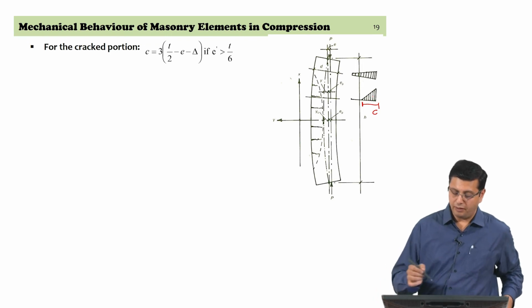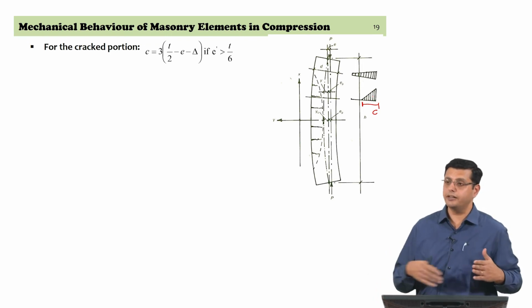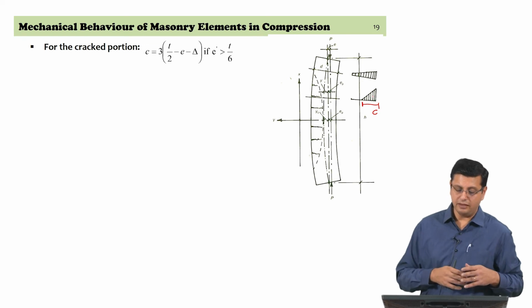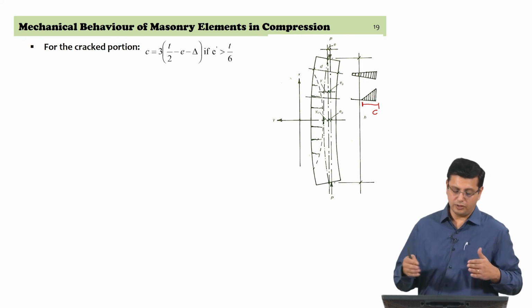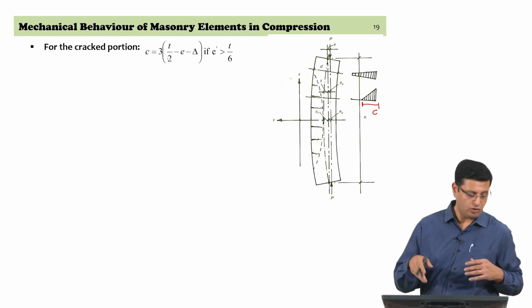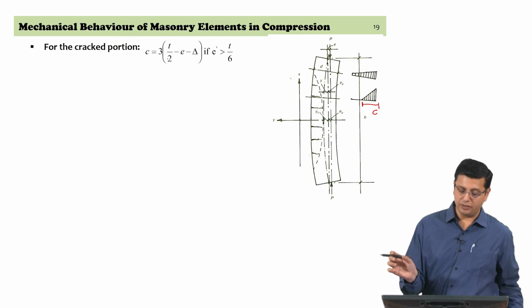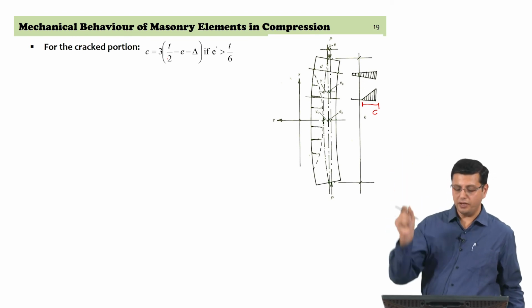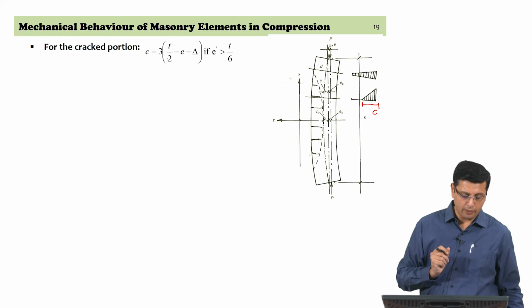So, we are looking at a triangular distribution, and the total width of the compressed zone is going to be, based on a triangular distribution, 3 times T by 2, 1/2 of the thickness, minus the eccentricity of the loading, minus the deflection of the wall itself.